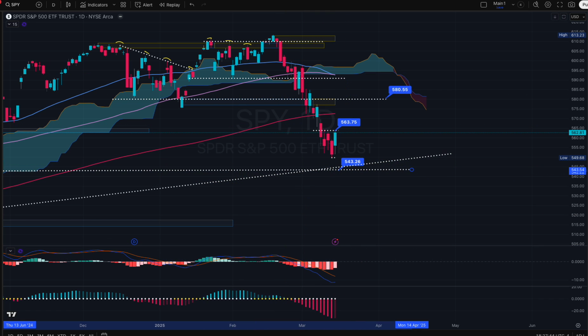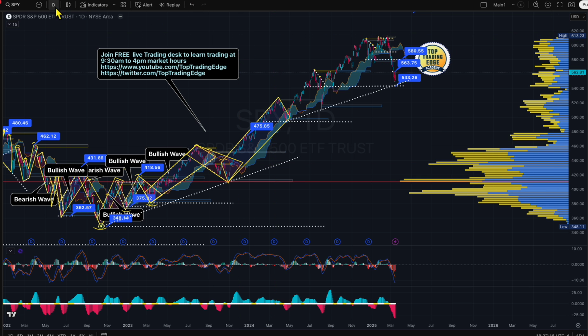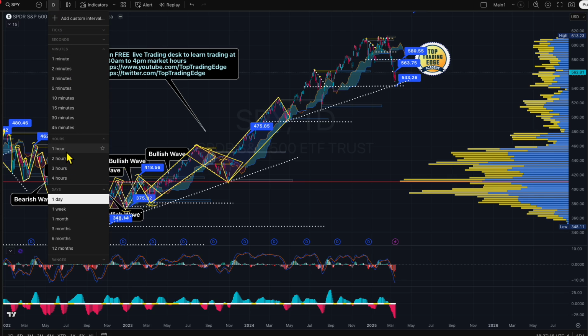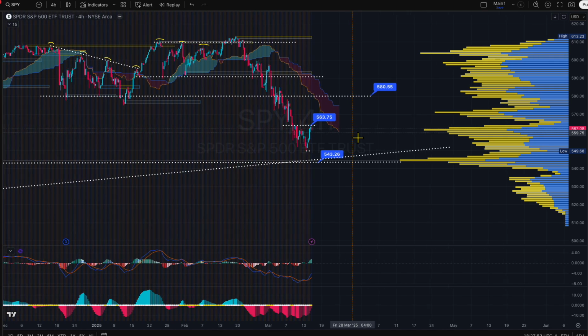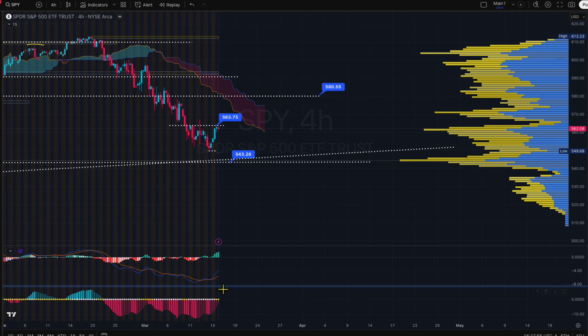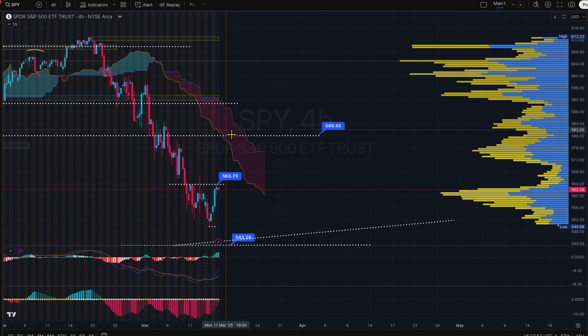It looks like there is a little bounce, so let's go to a smaller time frame and understand where the money is. Let's look at the 4-hour chart. The conditions are horribly bearish right here. MACD is trying to bounce here. Volume is coming in, so there might be some bounce. As you can see, the cloud conditions are horribly bearish.